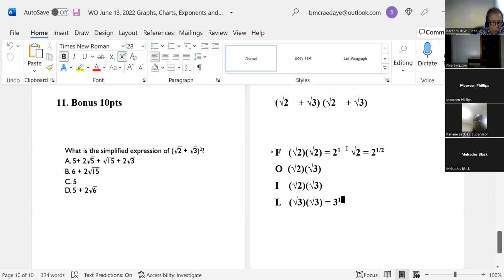We've got 2 to the 1, 3 to the 1. We have square root of 2 times square root of 3, and we have that twice, so we can add those two together. So let's just write what we got from FOIL. We have 2, and I'll put plus 3, right? 2 plus 3, and I have 2 of these, so I can write 2 times square root of 2 times square root of 3.